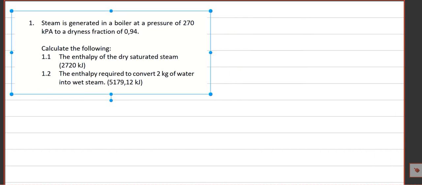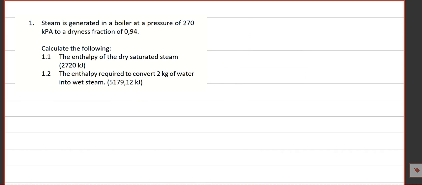It says steam is generated in a boiler at a pressure of 270 kilopascal. They gave us a pressure there. At a dryness fraction, we have our Q value of 0.94. It says calculate the following: the enthalpy of the dry saturated steam. Next one says calculate the enthalpy required to convert 2 kg of water into wet steam. So let's start. 1.1, it says enthalpy of the dry saturated steam.